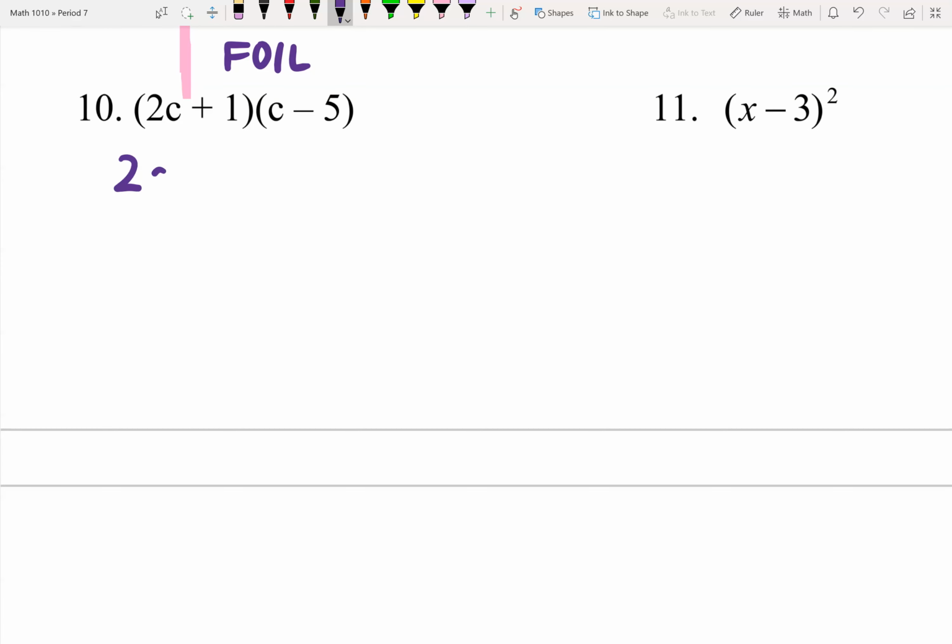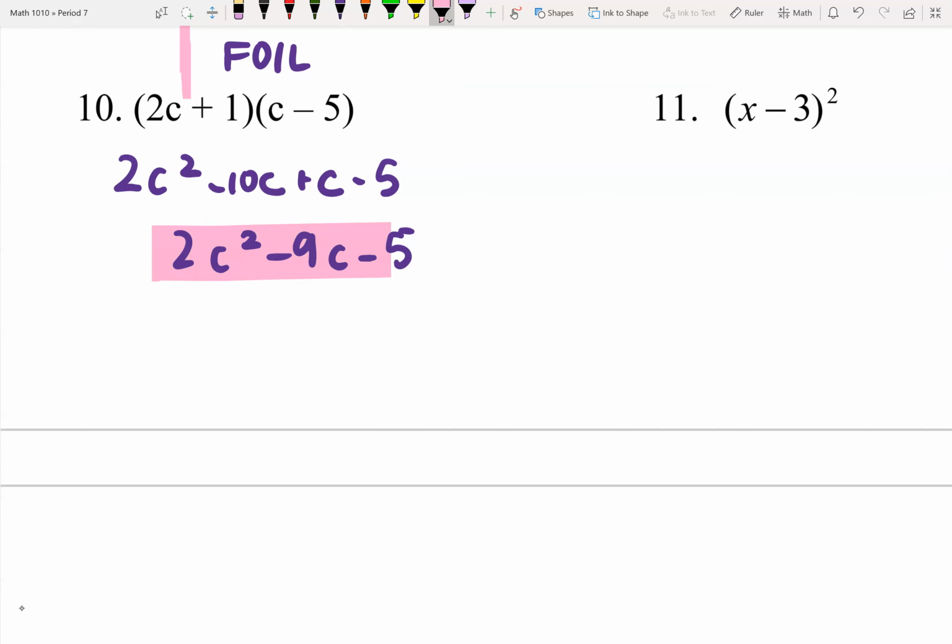2c times c is 2c to the second. Outside, 2c times negative 5 is negative 10c. Inside, 1 times c is c. And then last, 1 times negative 5 is negative 5. And I combine those and I get 2c squared minus 9c minus 5. That's my answer, and I'm done. Okay? Who says this is easy?